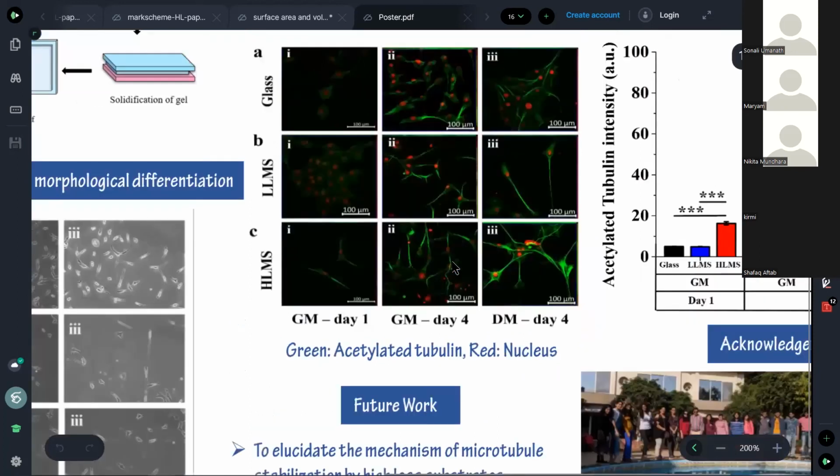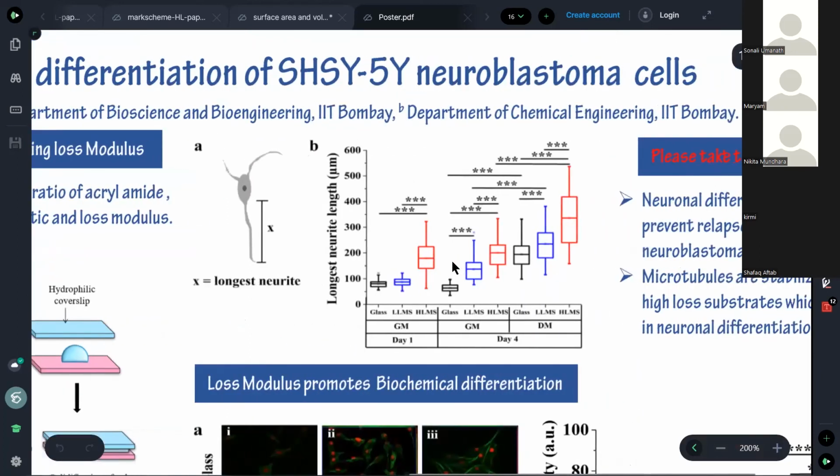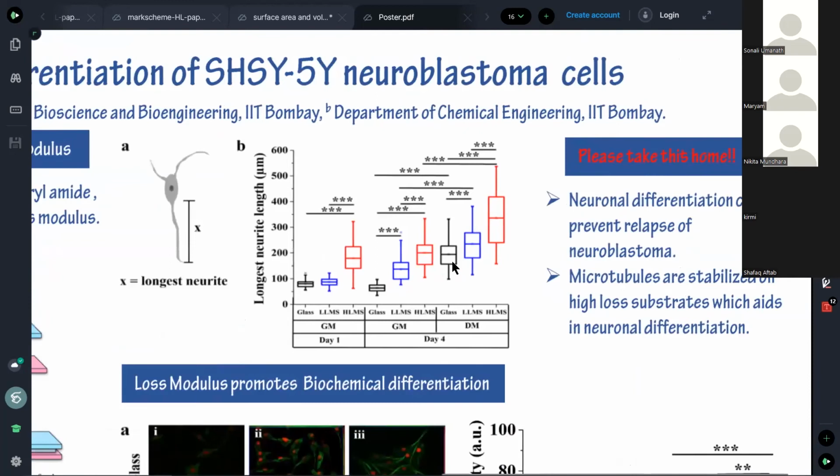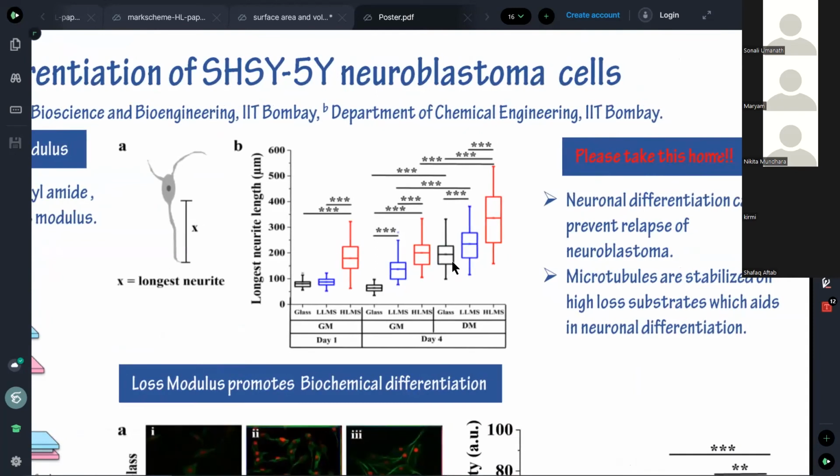So if there is anything I want you to take from this entire presentation, it is two key messages I would like to forward. One is that neuronal differentiation can help prevent relapse of the neuroblastoma. It's like a therapy. So if somebody has neuroblastoma, along with radiation therapy and chemotherapy, neuronal differentiation is also a therapy.